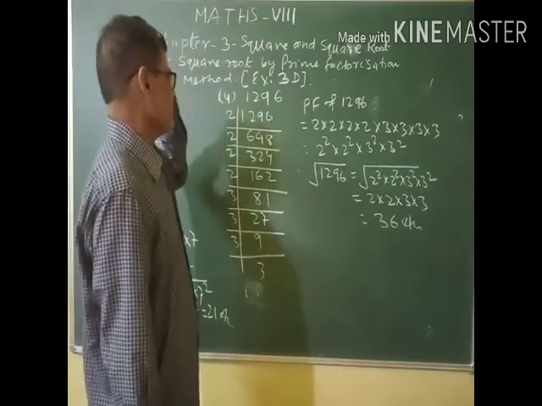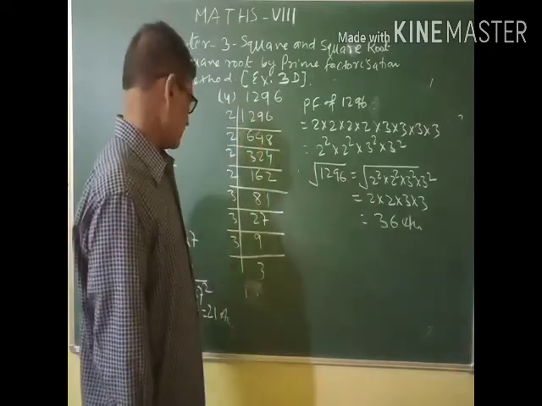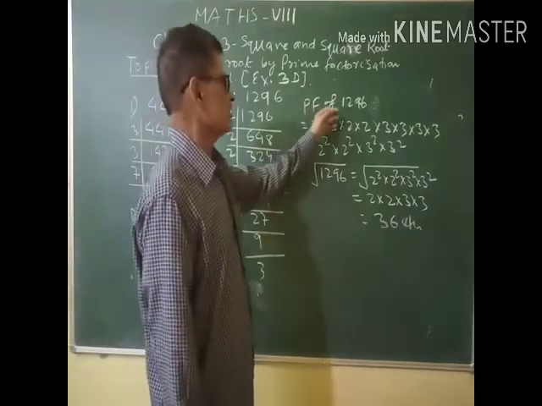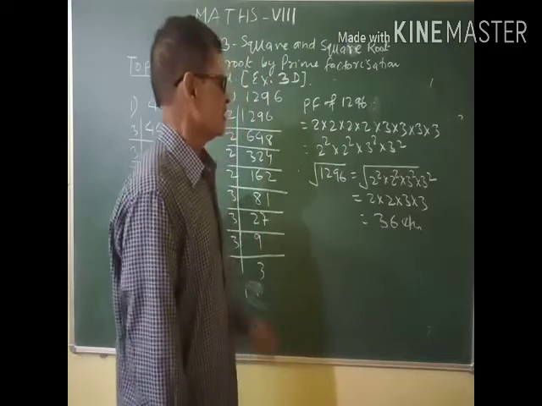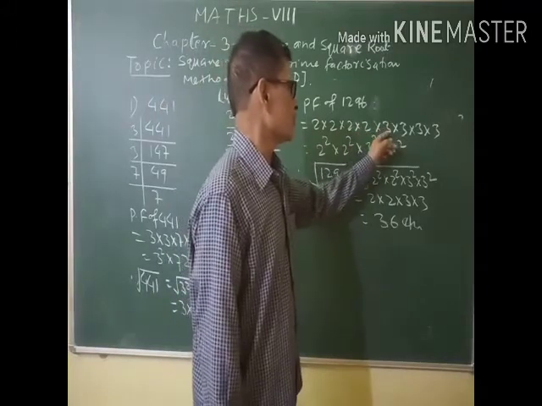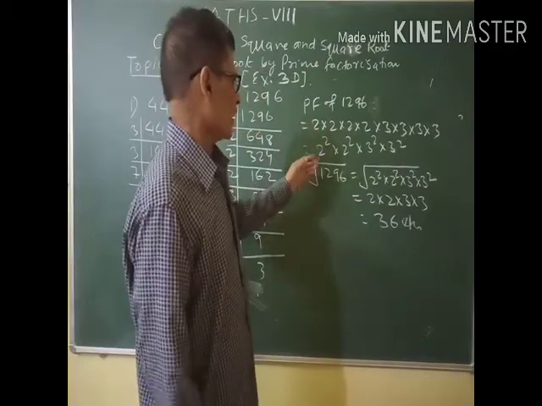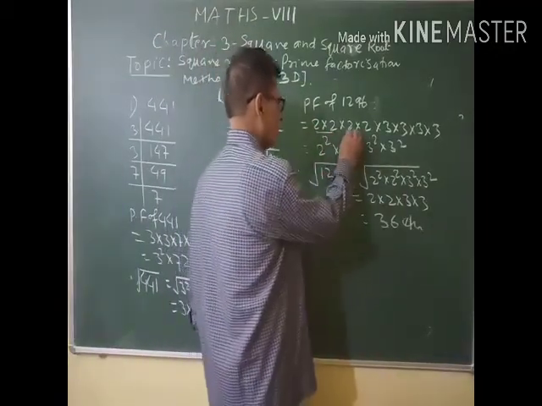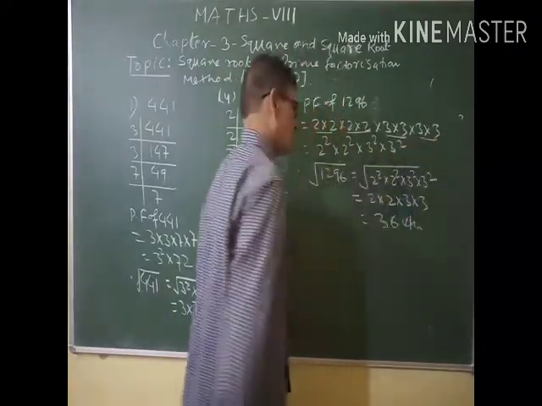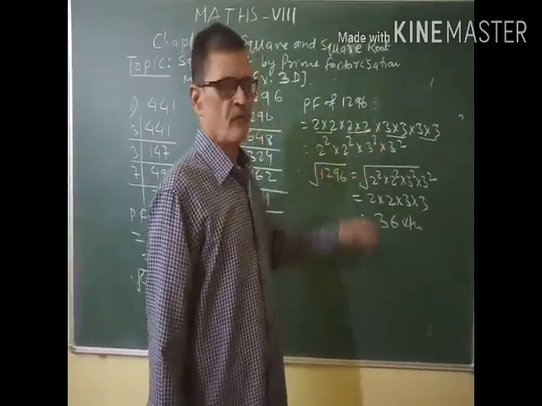Let us consider the second example, 1296. I have done the prime factorization of 1296, and you can write 2 into 2 into 2 into 2 into 3 into 3 into 3 into 3. In square form you can write 2 square, 2 square, 3 square, 3 square. I have written this prime factorization in square form.